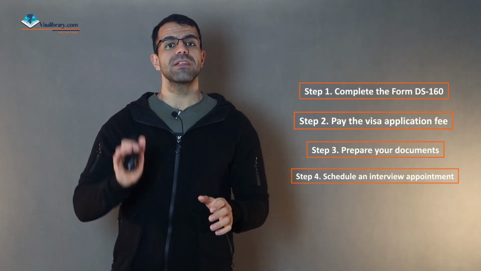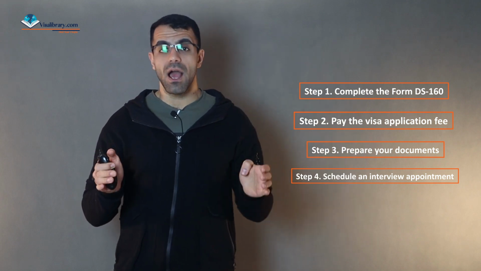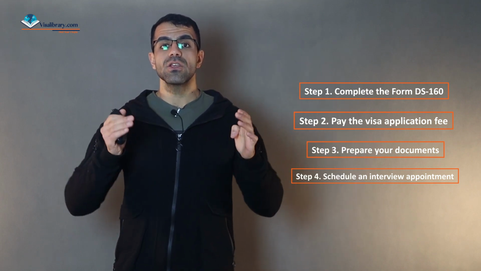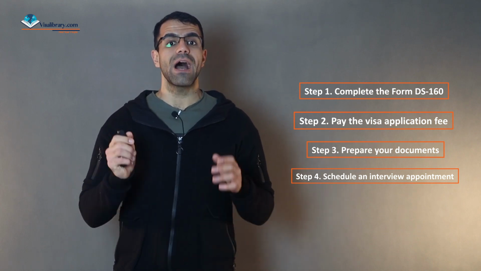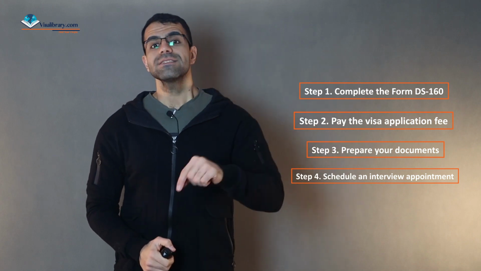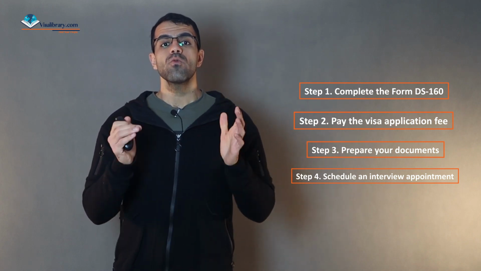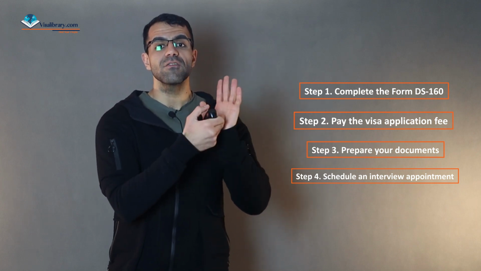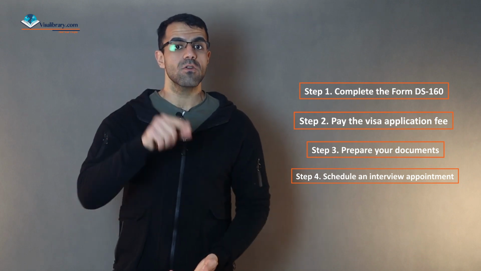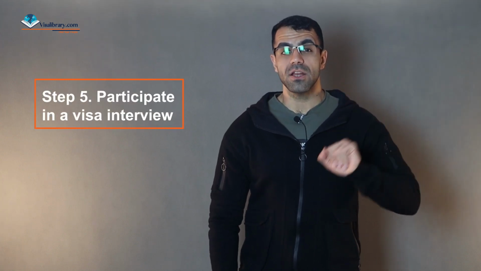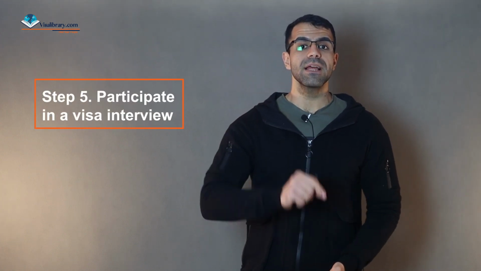All applicants between the ages of 14 and 79 must be interviewed at the US Embassy. You must apply to schedule your interview as soon as possible. Once the interview is scheduled, you will get a confirmation letter containing information such as the interview date and place. You must bring this letter with you on the date of the interview. Step 5. Participate in a visa interview. The interview will take place at the embassy. You must be at the embassy on time for the interview.